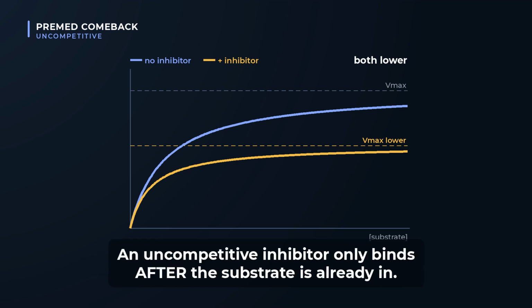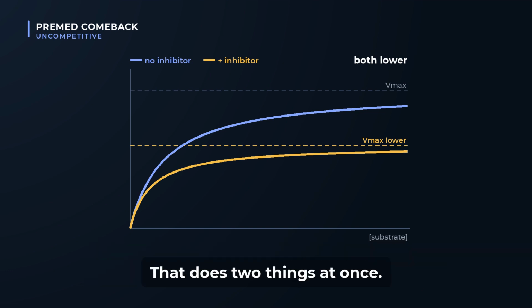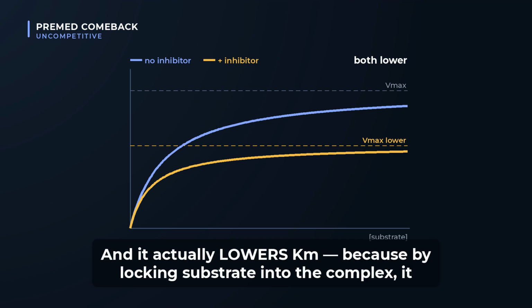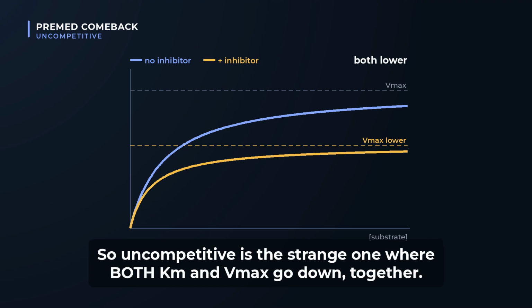An uncompetitive inhibitor only binds after the substrate is already in. It grabs the enzyme substrate complex, not the free enzyme. That does two things at once. It drops Vmax because it's pulling active complexes out of the game, and it actually lowers Km because by locking substrate into the complex, it pulls the reaction toward more binding, and that reads as higher affinity. So uncompetitive is the strange one where both Km and Vmax go down together.